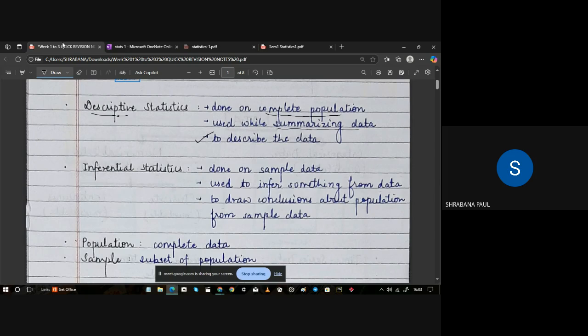Let's talk about an example: the average height of a class. Say this is a room and this is a class, and we say the average height of a student in the class is 5 foot 5. So this is something which describes the height of the students. So descriptive statistics is something that describes the data. It is used on the complete population. Complete population is something where we say the whole class. And from the whole class, if we draw 4 to 5 students, it is called a sample, right?